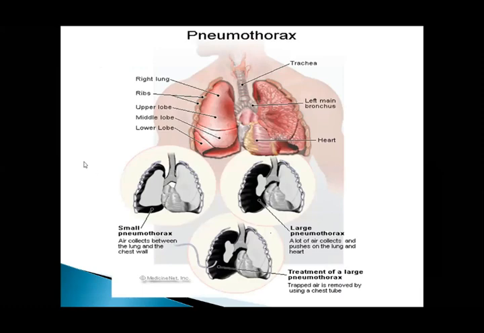So you see a little bit of anatomy. You see the right lung, ribs, and all this. So you see a small pneumothorax. Normally the lungs should be like this, but you see now there is a black area. Even in the X-ray you can see the black area. What happened? This lung is not fully inflated because extra air has entered here.